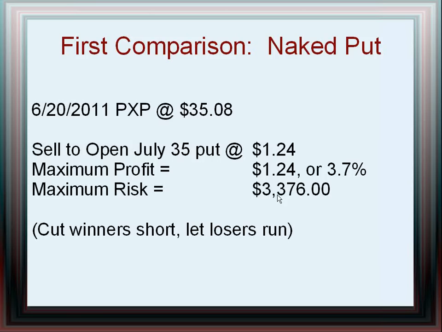The maximum risk is, well, I multiplied this by 100. The maximum risk is $33.76 per share. If the stock went bankrupt, I'm still going to be forced to buy shares of stock at 35. We keep our $1.24 premium, or $124, but we put out $3,500, so we could lose $33.76. Yes, that is an extreme situation, but we've got to keep in mind that is the true risk on the position. What does this do? This cuts the winners short and lets the losers run.